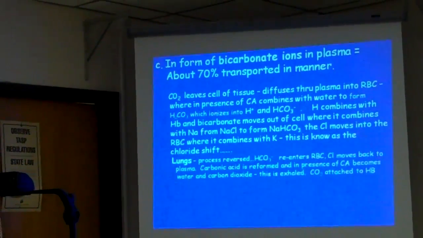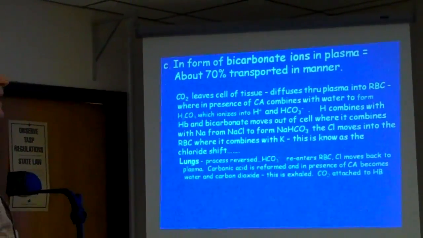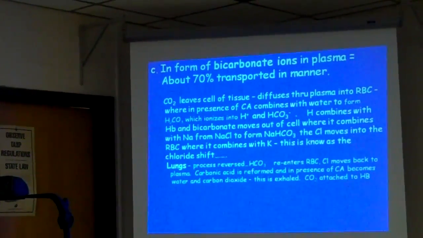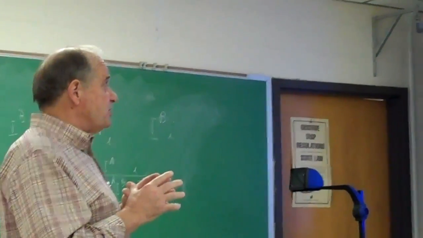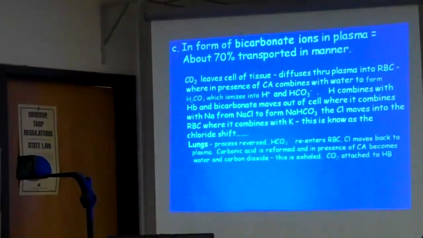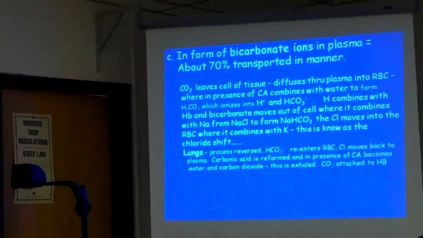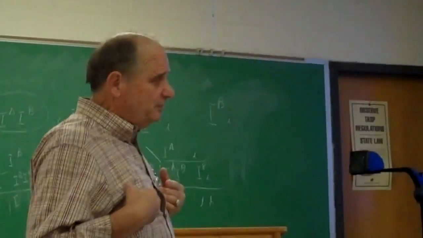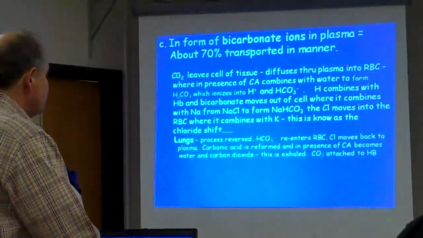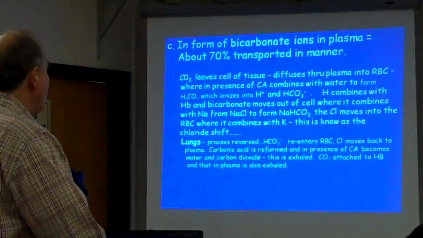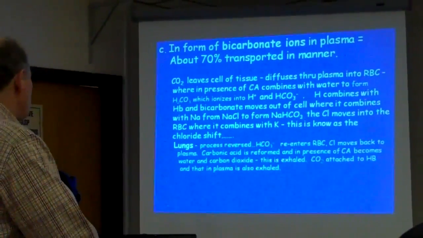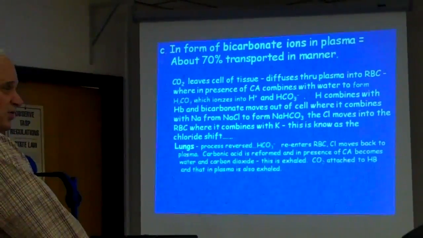The carbonic anhydrase also at the lung level reverses. In other words, the carbonic acid is reformed in the presence of carbonic anhydrase. At the lung level, it becomes carbon dioxide and water, and this is exhaled. CO2 attached to hemoglobin, and that in plasma, is also exhaled. So this is the way carbon dioxide is transported.